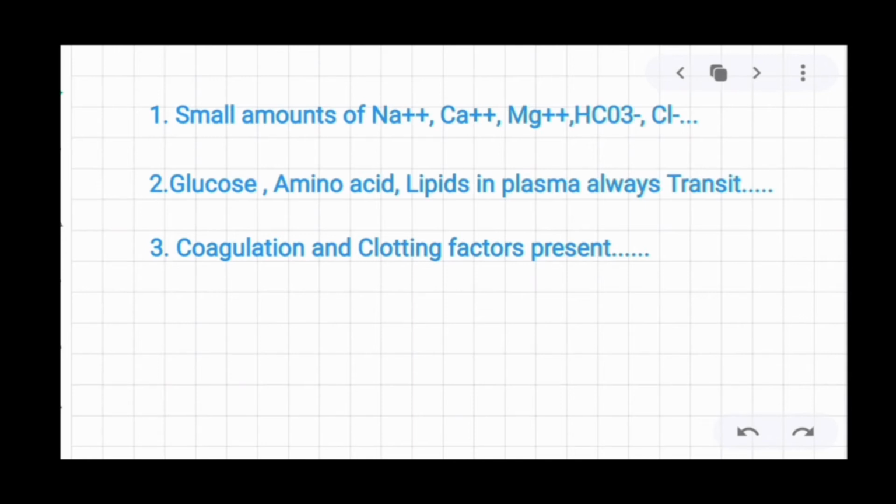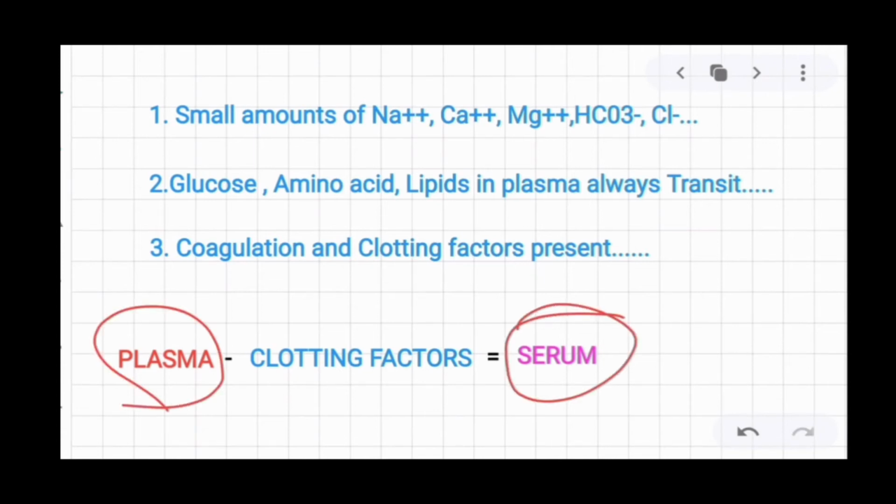And the one thing that we have to always keep in mind is that plasma minus the clotting factors, or deprived of the clotting factors, is serum. So serum, what we are seeing now, is the plasma which does not have the clotting factors.